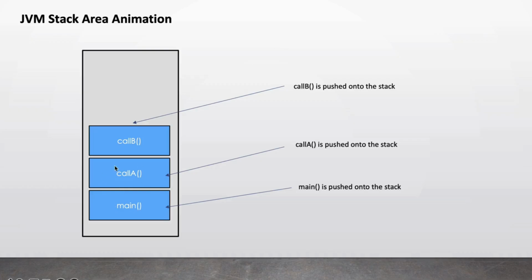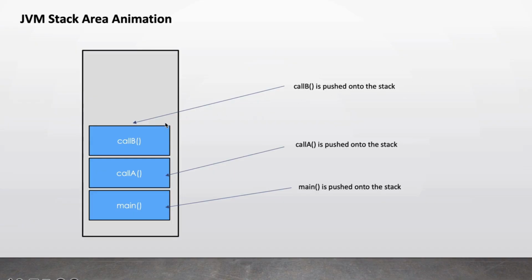For example, inside my main, I have a method called call A. Now from call A, I am calling another method call B. So another stack is created for call B as well. So it's like main stack created, then call A stack created, then call B stack created.